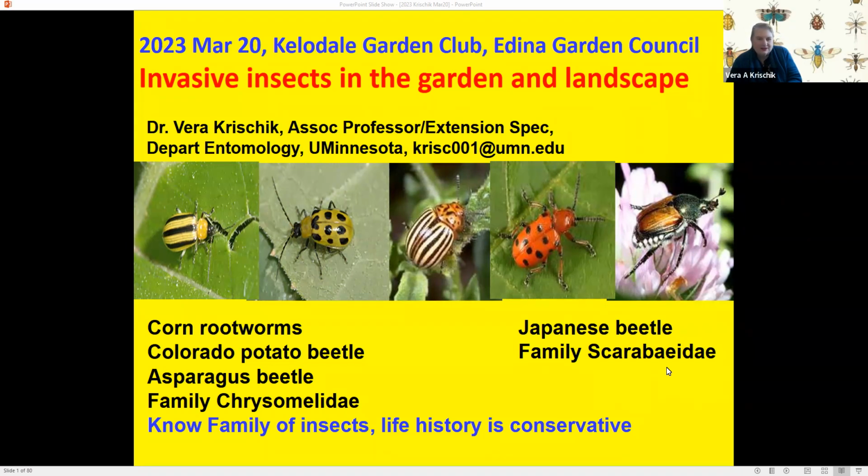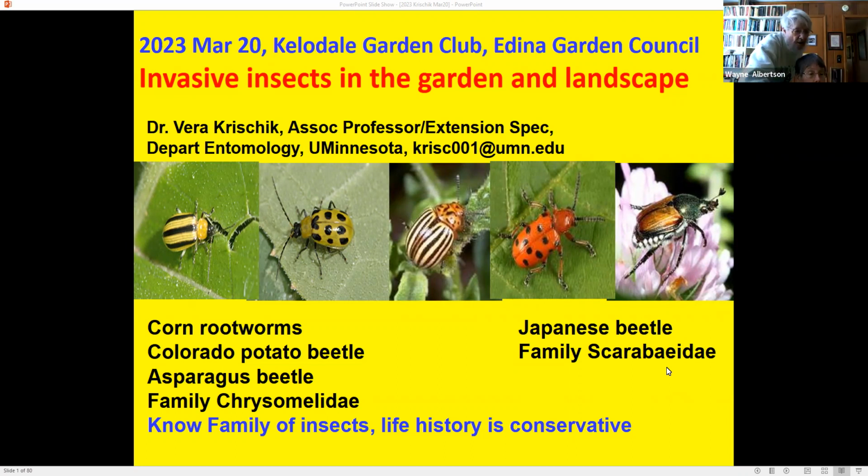So my name is Vera Krishik. I've been at the University of Minnesota for 30 years. I've been a USDA employee for 35 years. I started out in Maryland. Then I went and worked for the USDA, the feds. I was one of the people on the first organic committee. Hate to tell you how old I am. I'm 72. So the organic committee, that was 1988. And then I went off to the New York Botanical Garden, and then I came here.